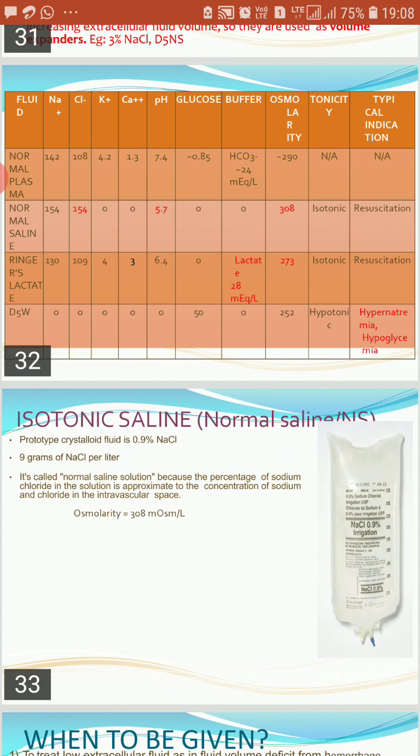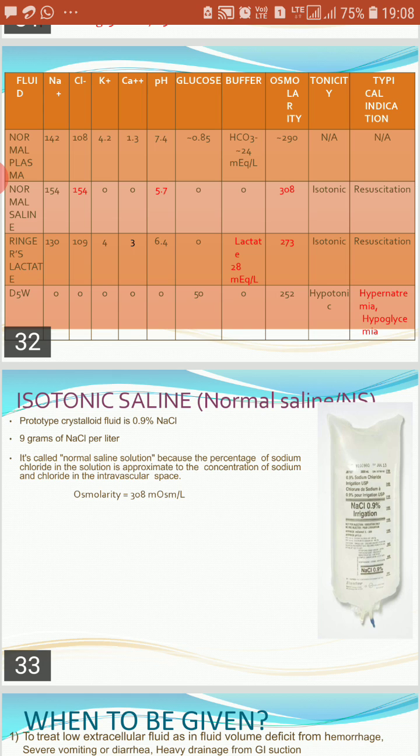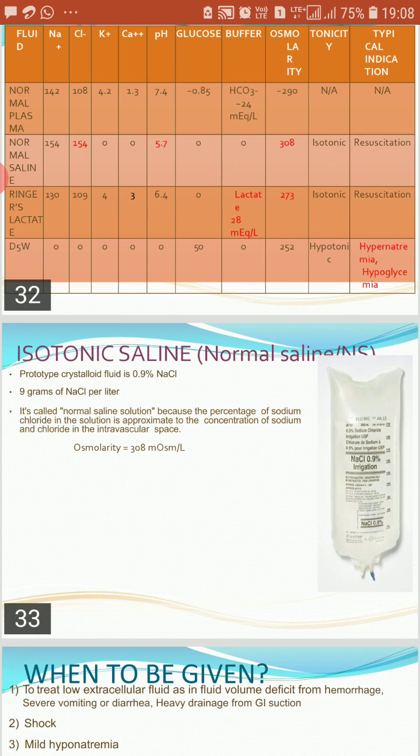And we will use it when there is a condition of hypernatremia, there is more sodium, so we will dilute it, because it itself does not have any sodium, so it will dilute the excess of sodium. And it is also used in hypoglycemia because it has glucose in it. So there are different uses. Normal saline and Ringer's lactate are basically used for resuscitation in case of fluid loss, whereas dextrose water is used less commonly, just to give energy in case of hypoglycemia and in cases of hypernatremia to dilute the increased sodium concentration.